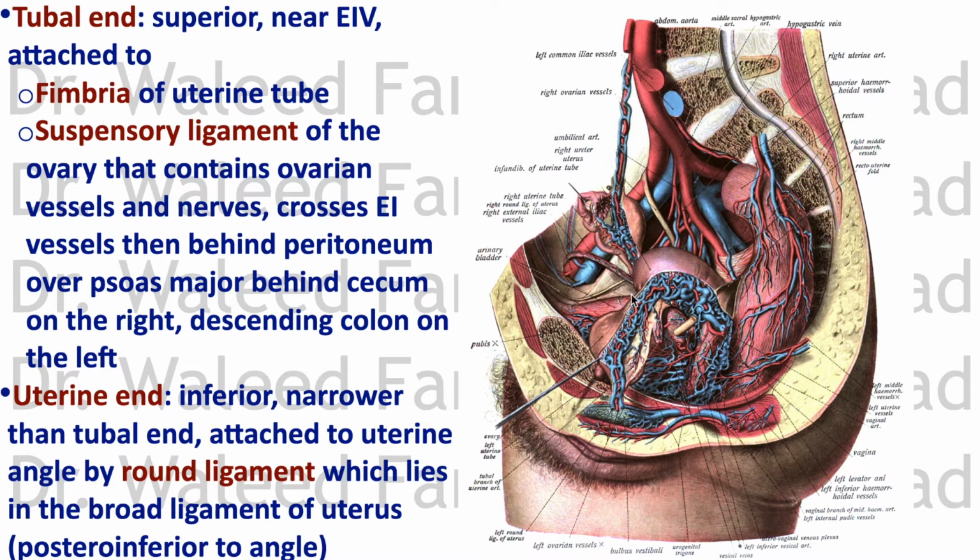Remember this because this is a multiple choice question. The round ligaments of the ovary and the uterus represent the remnants of the gubernaculum. So these are the ends of the ovary.